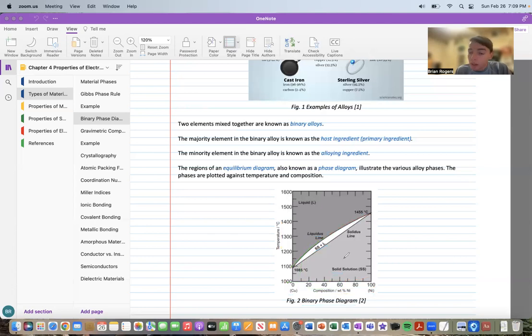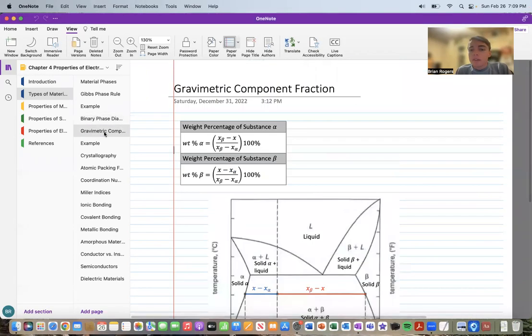It just shows for the mixture, based on the percentage composition of each element in that mixture, when it exists as a solid, when it exists as both a solid and a liquid, and when it just exists as a liquid. Now that we covered that, we're going to move on to the gravimetric component fraction.